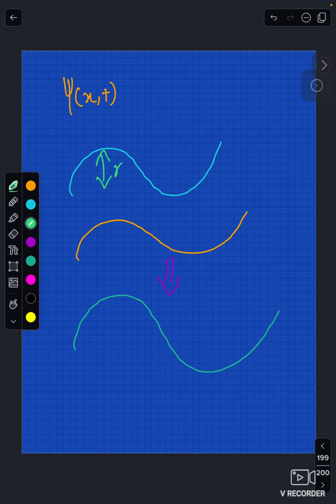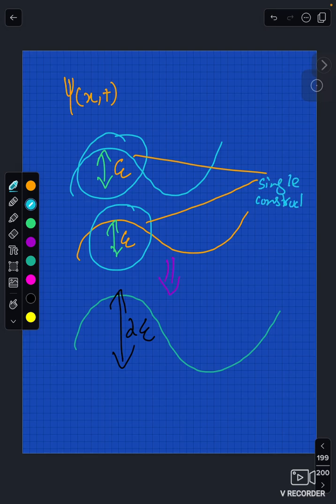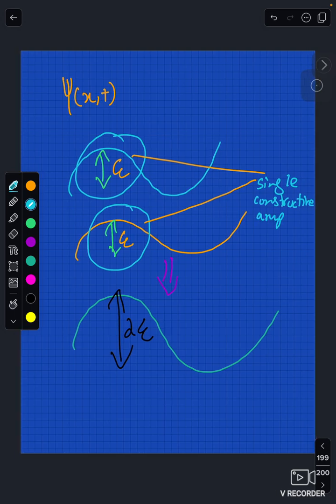The amplitude over here is A. Amplitude over here is A. I want to be a quantum mechanics engineer, quantum optics engineer, so I will use the symbols. So what do we get over here? A double amplitude. So amplitude in these two, single, constructive amplitude. Constructive means they combine. Destructive means they will cancel each other out and we'll get a straight line.